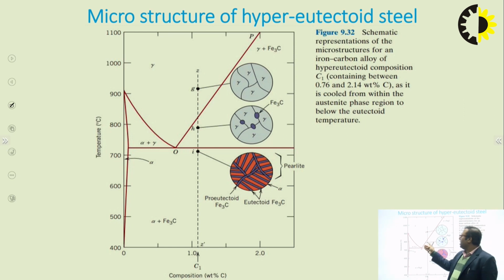When we cool down to point H, you can see that Fe3C nucleates, and on further cooling this Fe3C grows and forms the pro-eutectoid Fe3C and eutectoid Fe3C and alpha perlite. So you can see this type of microstructure is seen when we cool down from G point to I point.